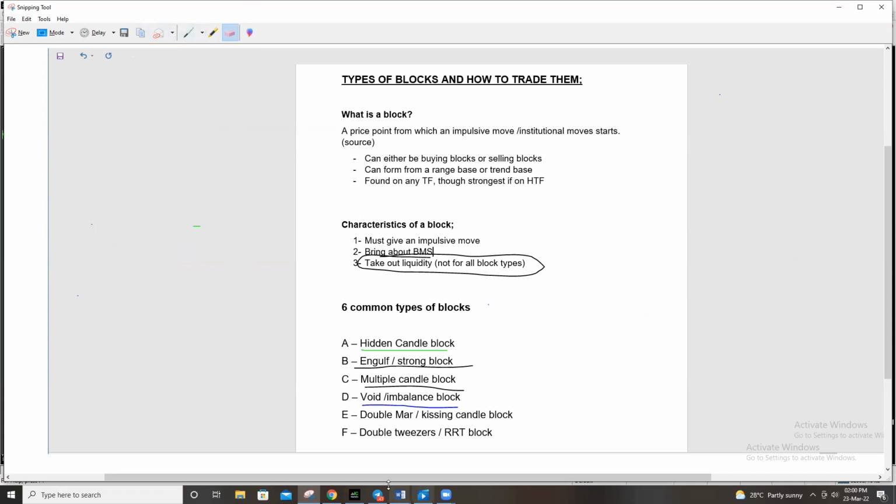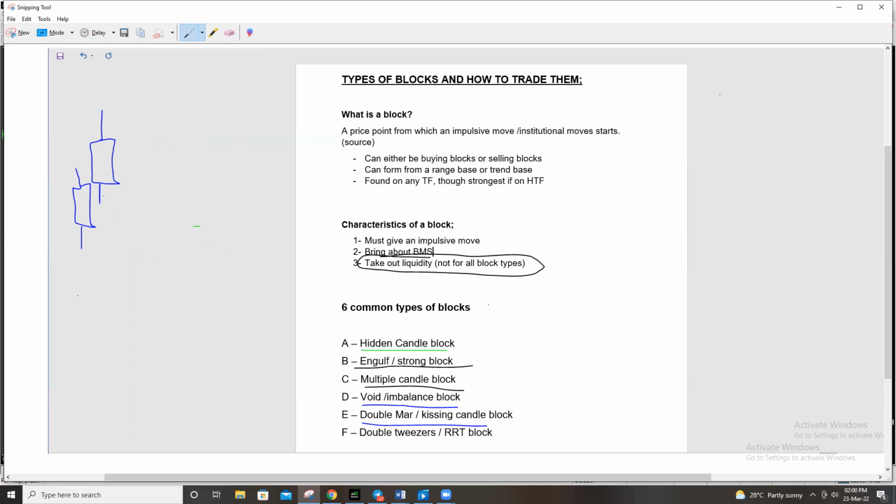Then we have the double mar. We have the double mar or the double marubozo or the kissing candle block. So for the kissing candle block, you have this buying candlestick. Again, don't mind my drawing. So we have this buying candlestick. You see that they're almost kissing. It's like they're kissing or they're close to each other and they have almost equal tails to the top side.